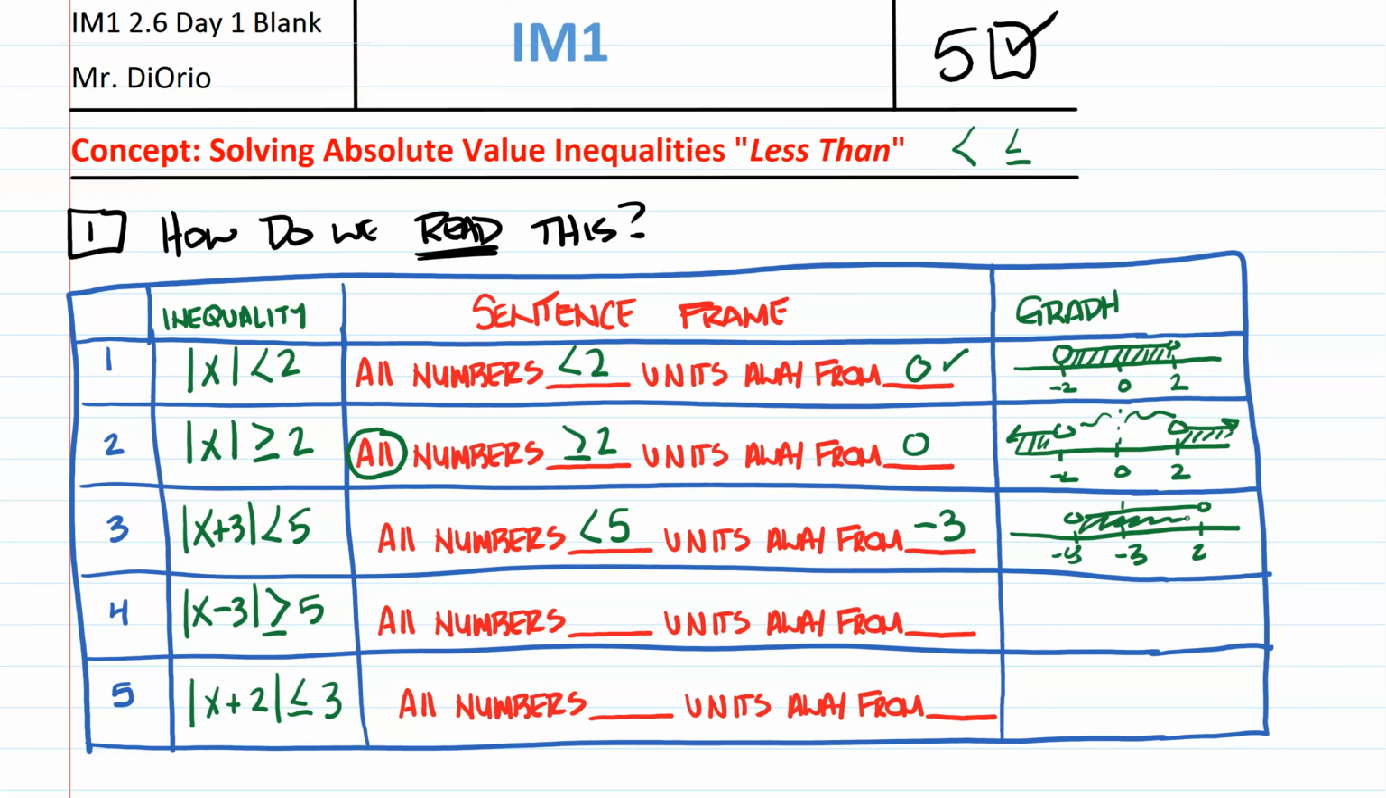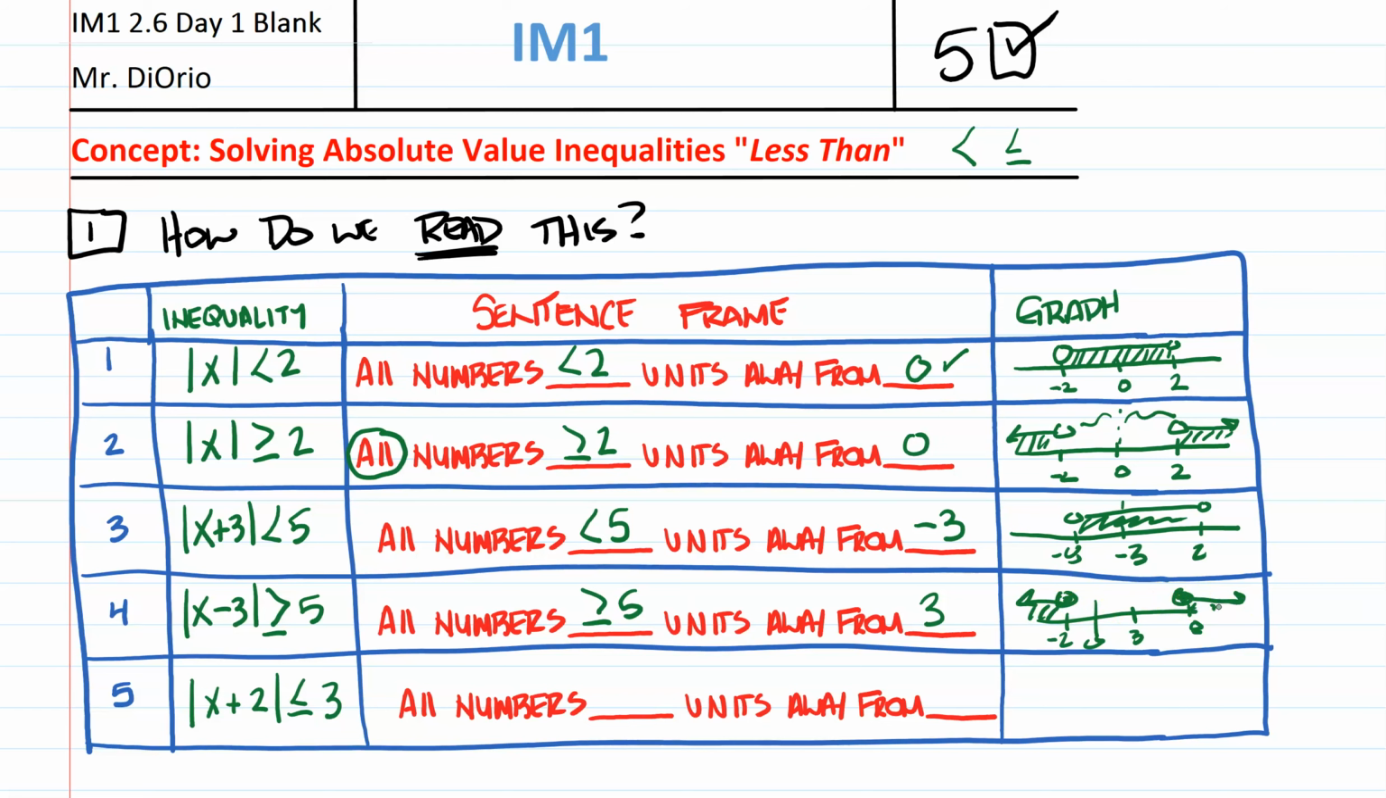Number 4 means all numbers that are greater than or equal to 5 units away from +3. So if I'm on my number line and there's 0 and here's 3, and I go 5 units to the right, that would be 8. If I go 5 units to the left, that would be -2. And I want all numbers more than this, so that's this direction and this direction.